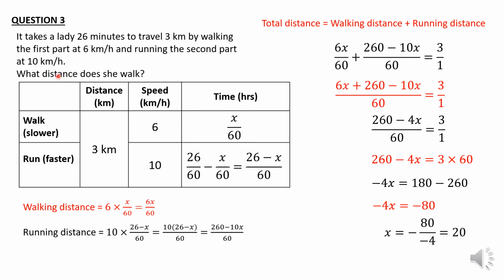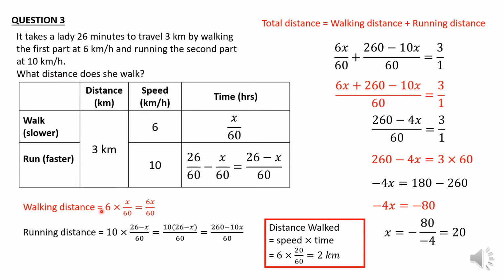So the question is, what distance does she walk? For the walking distance, we come here, and that walking distance is supposed to be 6 times the 20 over 60, and then obviously she walks for 2 kilometers.